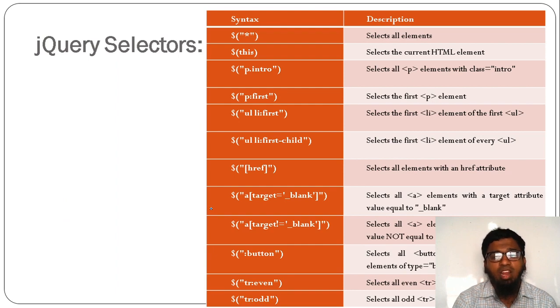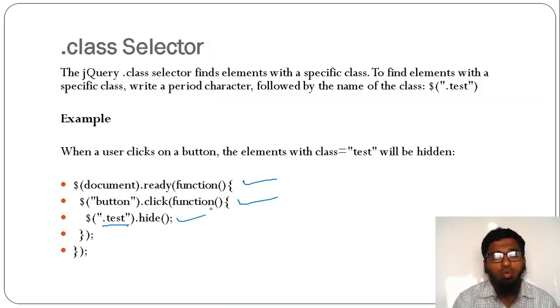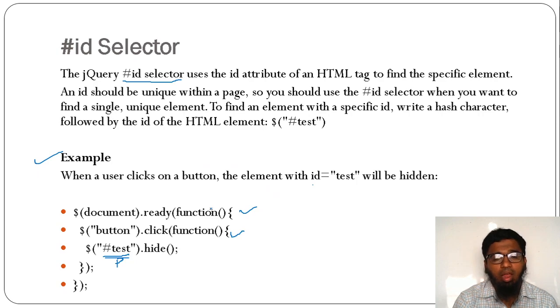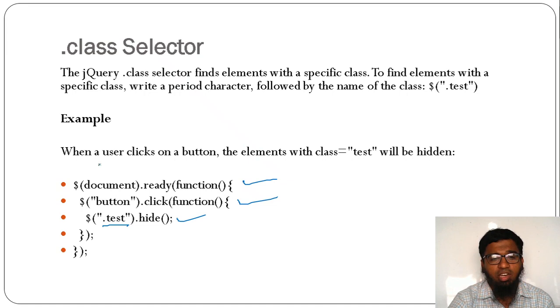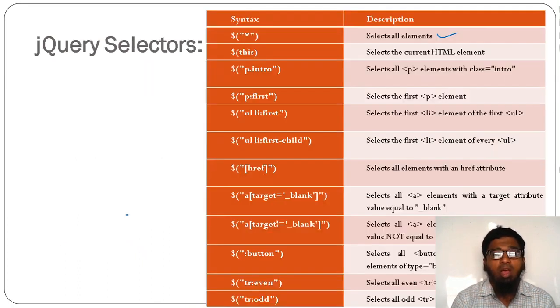Okay, and some selectors are there, like I just now showed you, like . and # and directly p. So in place of that you can do like this. There is a syntax. Okay, * selects all elements. In place of test, if you write star, then all the things in the page will be hidden. Okay, $(this) is the current HTML element, wherever you are writing the code, that is this.